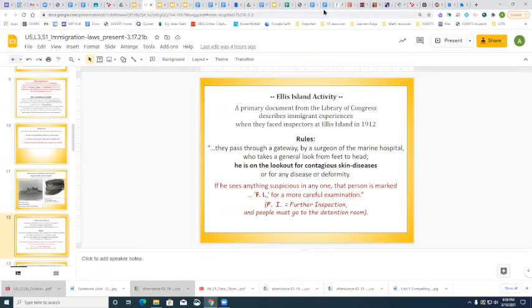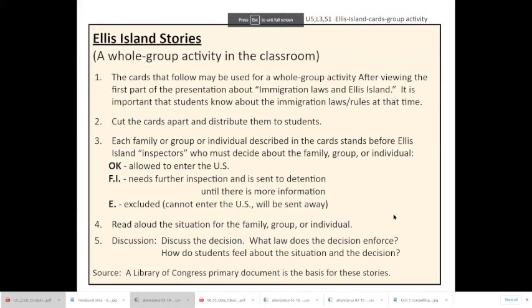So the activity gets the entire class involved. Even if you're online, have some of the students become the inspectors, and then you're going to present a card and read from it, and they're going to try and make the decision: were they allowed to stay, were they not, and why were they not being allowed to stay? The inspector would mark them okay to enter, FI needs further inspection, or an X or an E to exclude, meaning they can't enter, they have to be sent away.